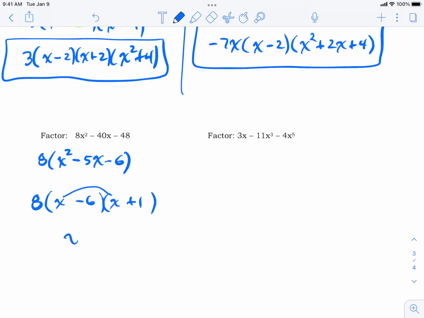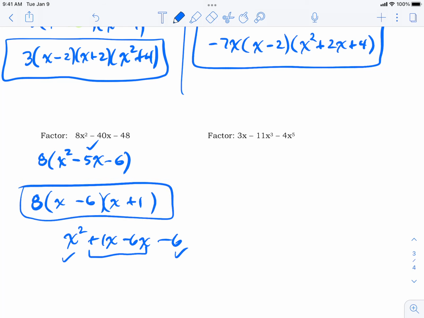So I'd have an x squared plus a 1x minus a 6x minus a 6. I like the x squared. I like the minus 6. Notice this gives me the minus 5x that I wanted. So yep, that did work, which means that would be factoring completely.